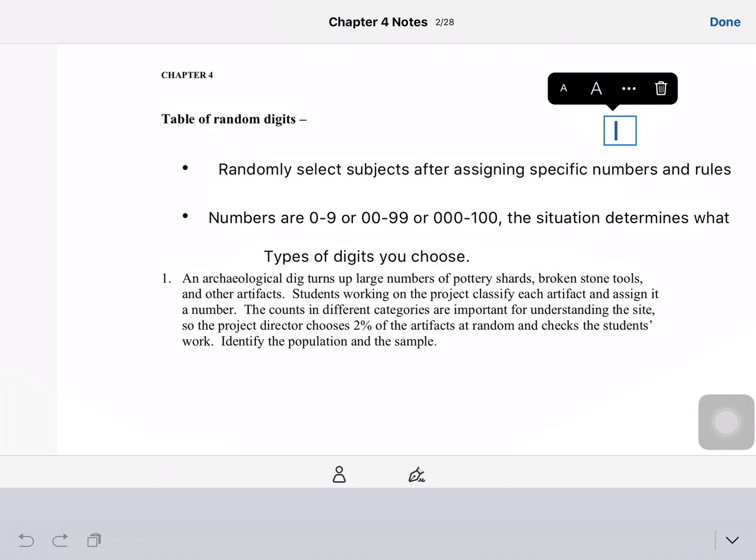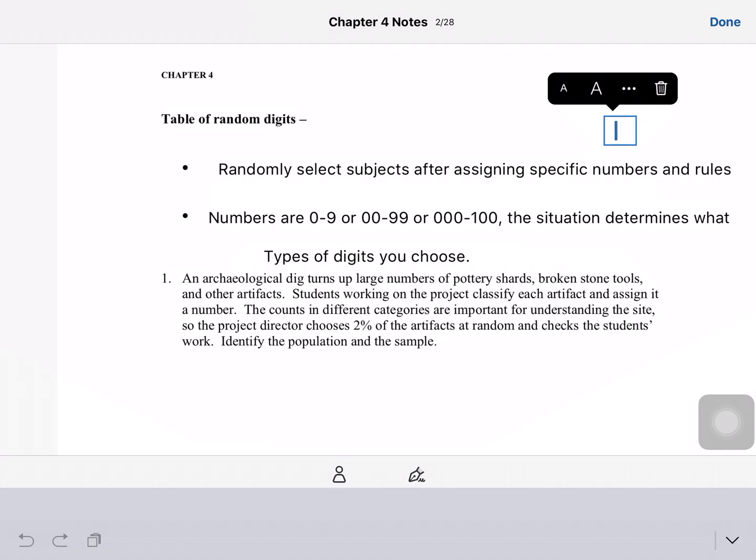Okay, so on this first example that's just below here, the table of random digits, I'm just going to go through this really quick. An archaeological dig turns up large numbers of pottery shards, broken stone tools, and other artifacts. Students working on the project classify each artifact and assign it a number. The counts in different categories are important for understanding the site, so the project director chooses 2% of the artifacts at random and checks the students' work. What is the population and what is the sample?